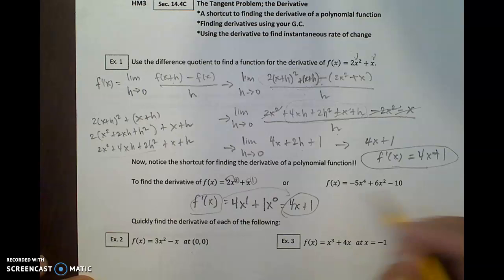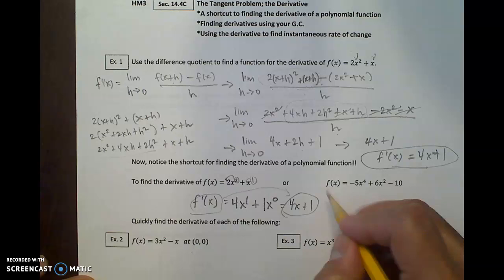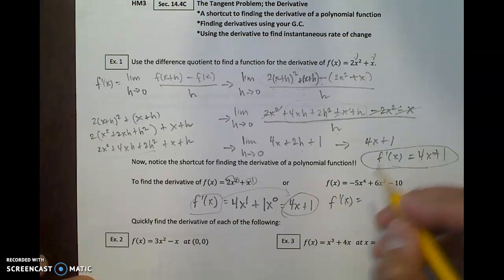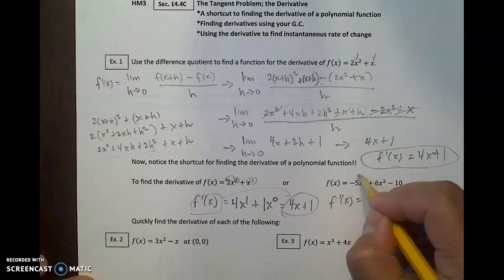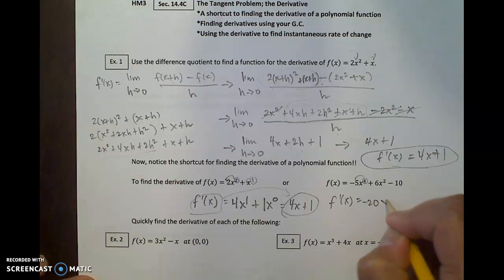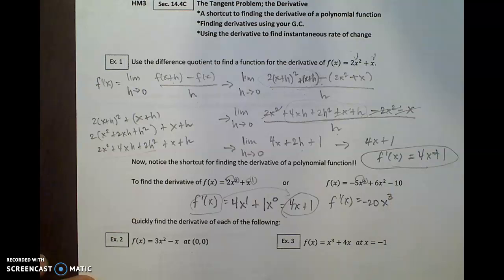Okay, so again, I'll show you that shortcut with this function. To find the derivative of this function, we're going to take the exponent multiplied by the coefficient. So 4 times negative 5 is negative 20. Bring down the x. The exponent gets reduced by 1, so that 4 turns into a 3.